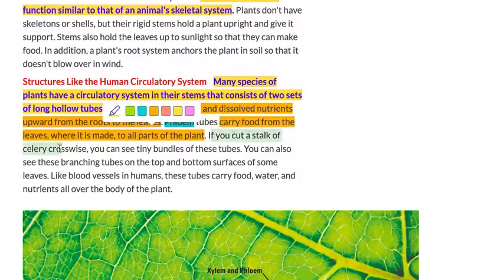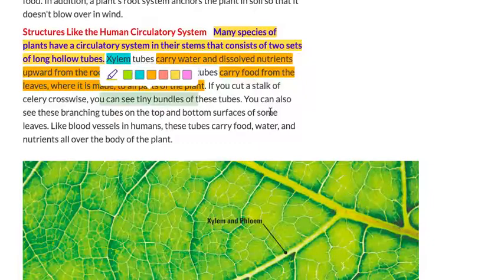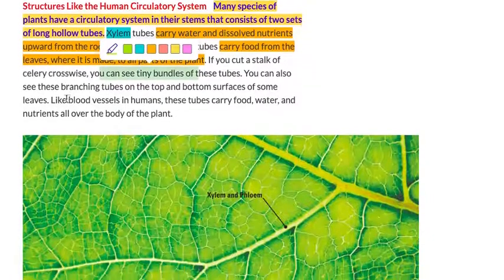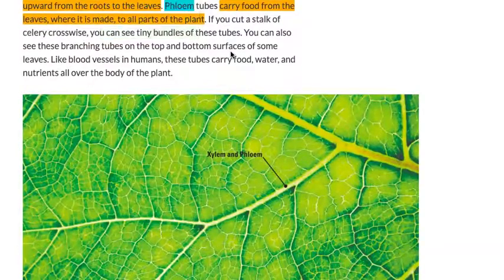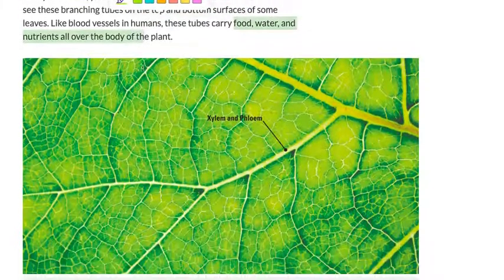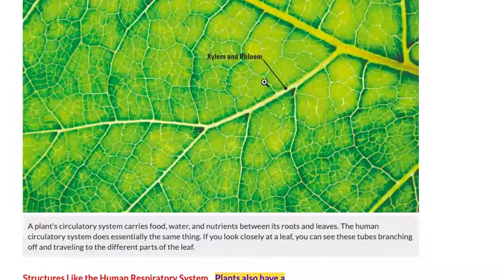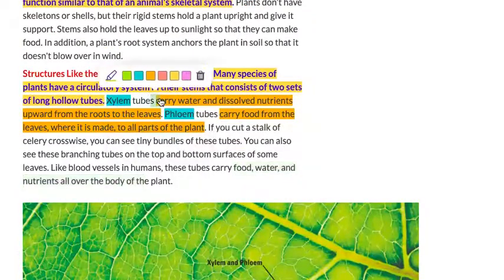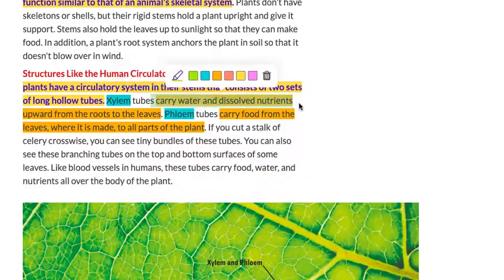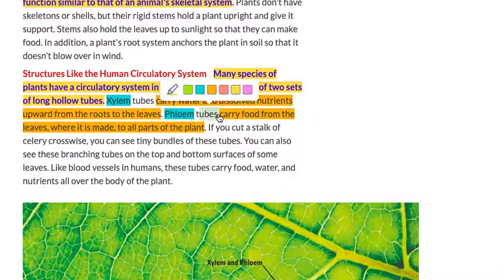So if you cut a stalk of celery crosswise, you'll see these tiny bundles of tubes, right? And you'll be able to see these branching tubes on the top and bottom surfaces of the leaves. And just like blood vessels in humans, these tubes will carry food, water, and nutrients all over the body of the plant. And so here, this diagram shows the xylem and phloem, right? Again, the xylem's responsibility is to carry water and dissolved nutrients upward from the roots to the leaves. The phloem tubes carry food from the leaves to all parts of the plant.